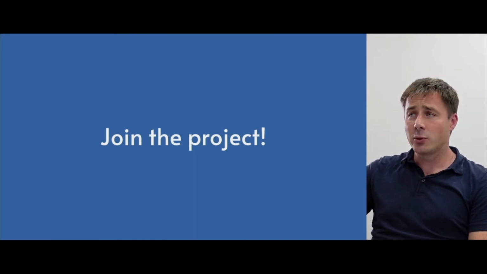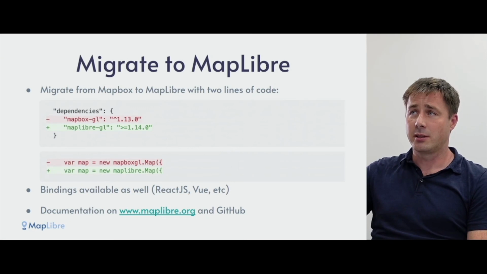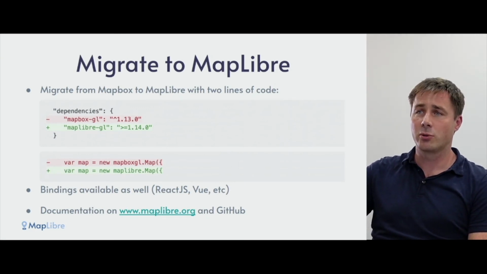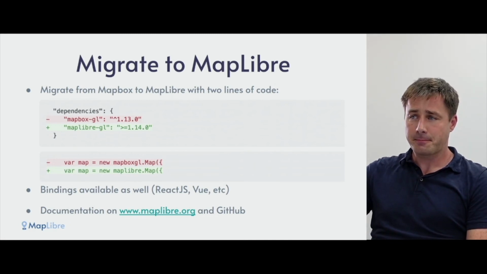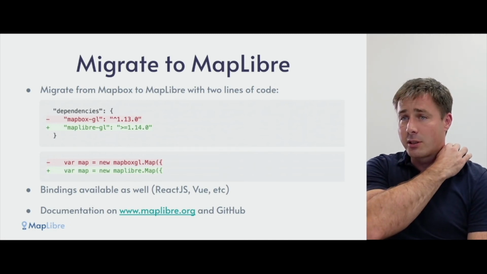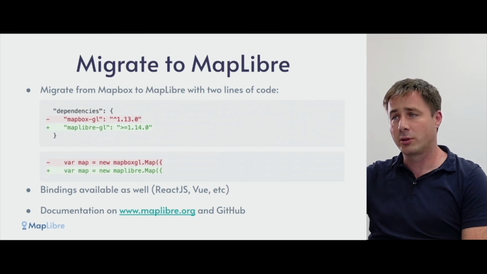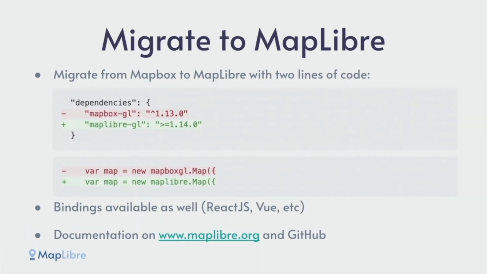It would be great if you really join the project. It's pretty easy if you want to migrate from Mapbox to MapLibre. There are multiple tutorials and also bindings to React.js, Vue, and others. And if you are really using NPM and dependencies in your code, then the switch is relatively easy. Version 1 is back compatible. Now, in fact, we have 1.15.